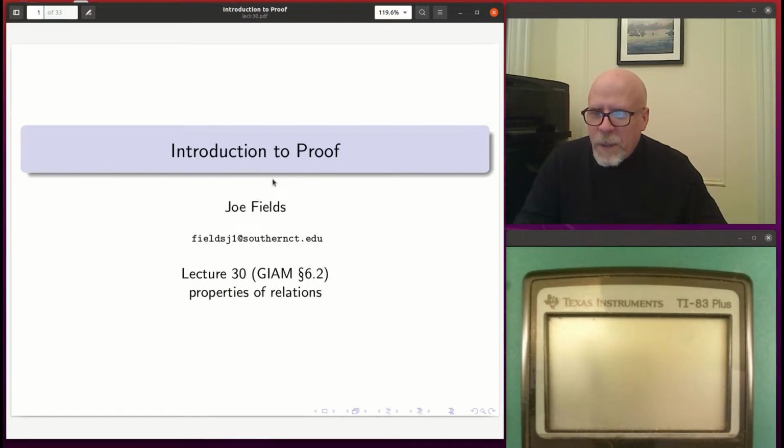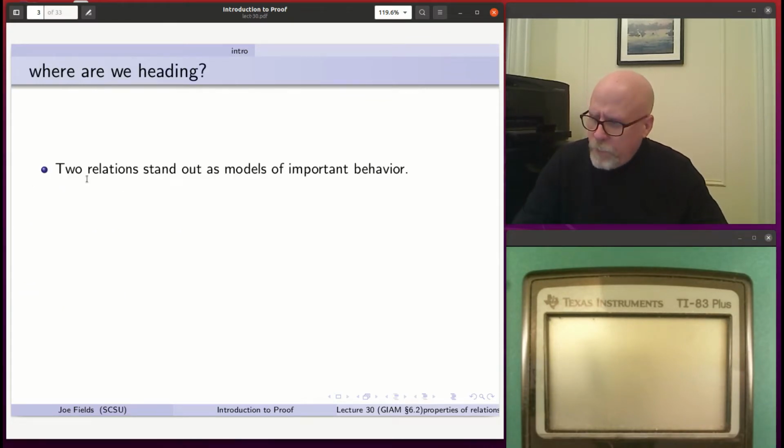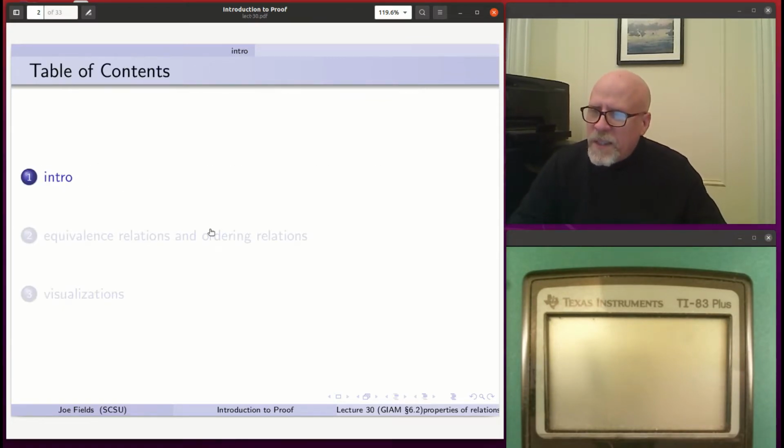So let's get going. First, the layout for today. In this first section called Intro, we'll actually introduce the properties that we're talking about. There are 5 of them. In the next section, we'll be talking about equivalence relations and ordering relations. Those are our goals to emulate. And finally, we'll have a section where we talk about visualization tricks to think about the properties we're going to deal with.